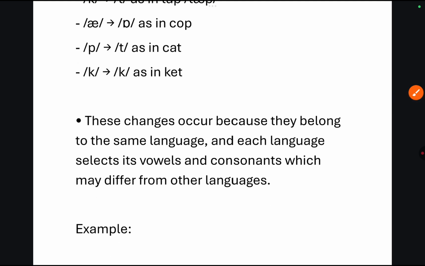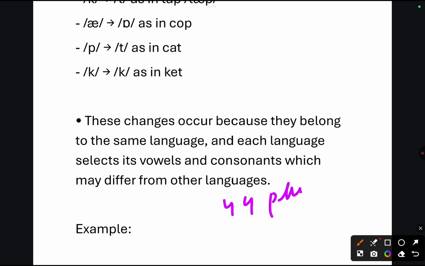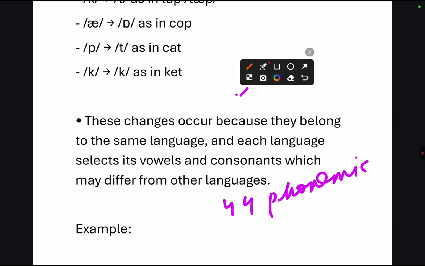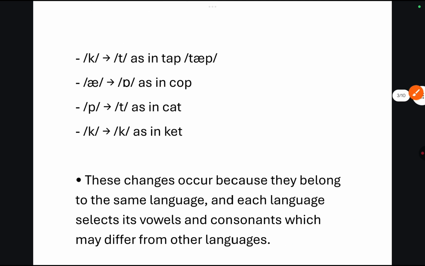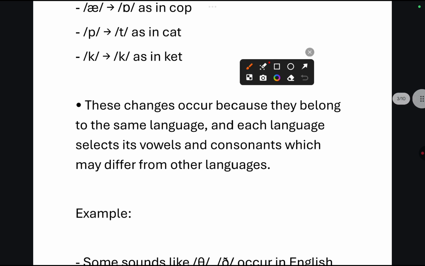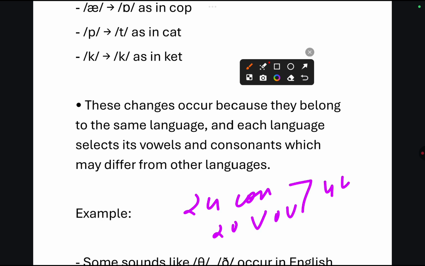These changes occur because they belong to the same language. Each language selects its vowels and consonants. For example, I have told you there are 44 phonemic sounds in the English language: 24 consonant sounds and 20 vowel sounds. These changes occur only because they belong to the same language. If we change the sound to that of another language, it will not change in the same way because it is a different language.